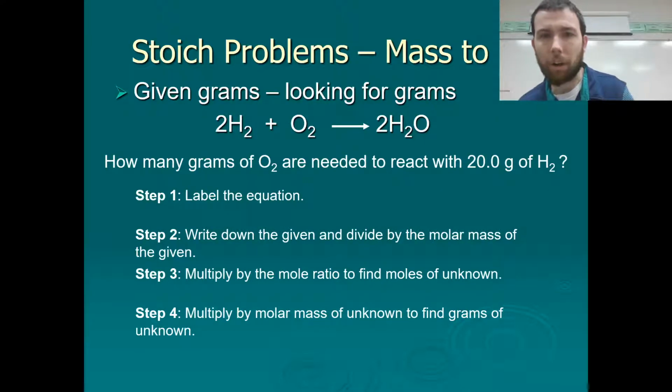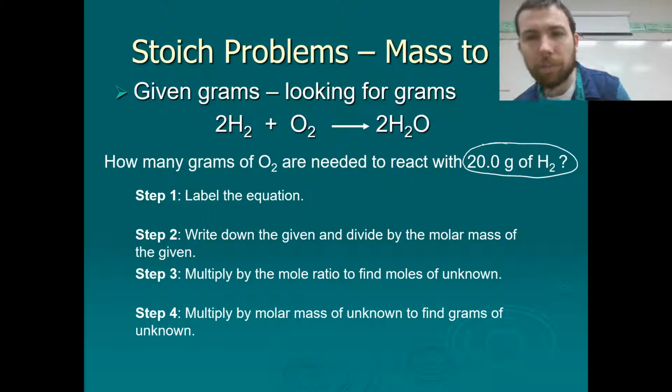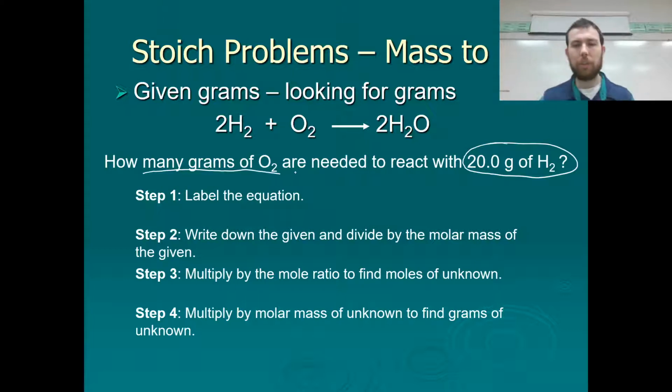And so again, our first task, identify what are we given. And so in this particular case, we got 20 grams of hydrogen. That's what we're starting with. And we want to know how many grams of oxygen are we going to need to react with that 20 grams of hydrogen. So equation's already been labeled. We've identified our given and our unknown, or what we're trying to find. So now let's start setting up our dimensional analysis.